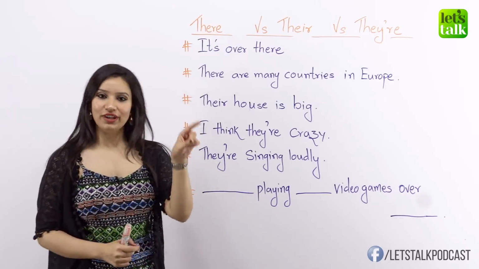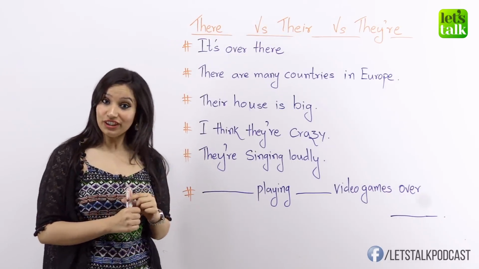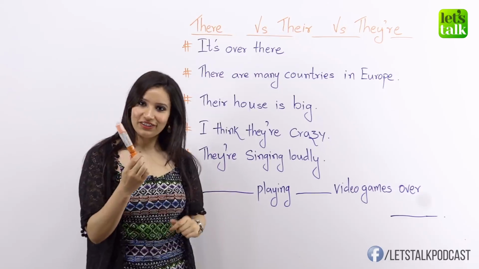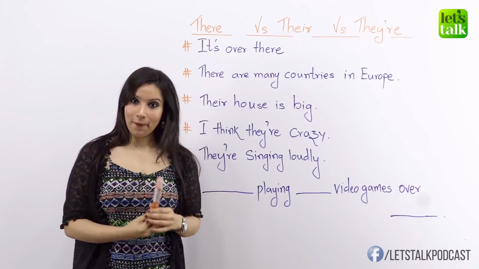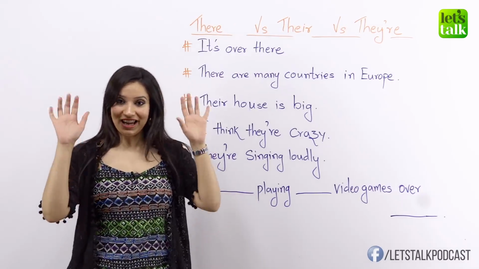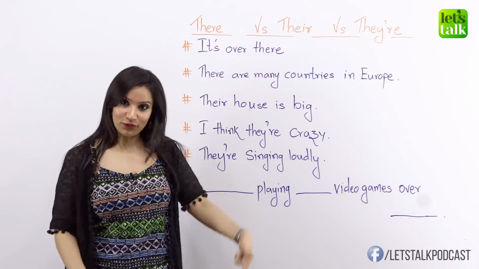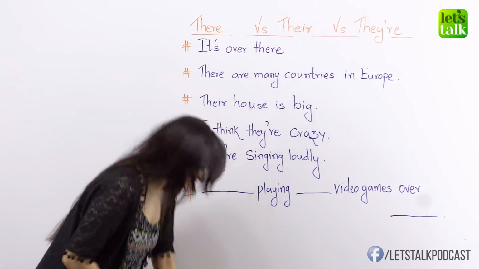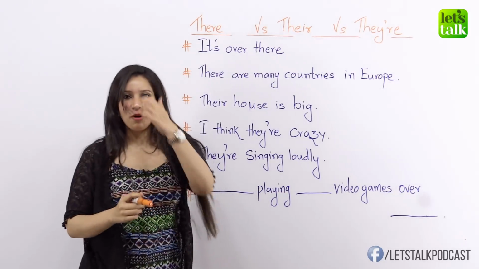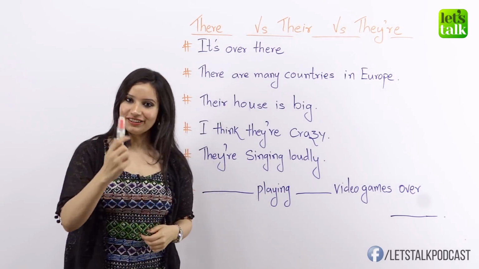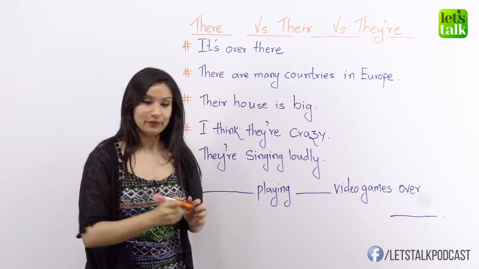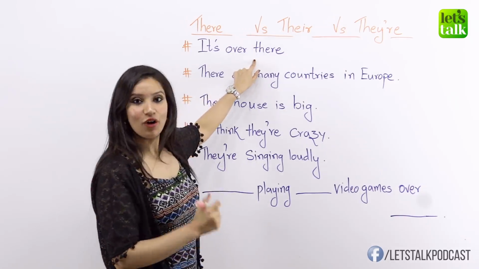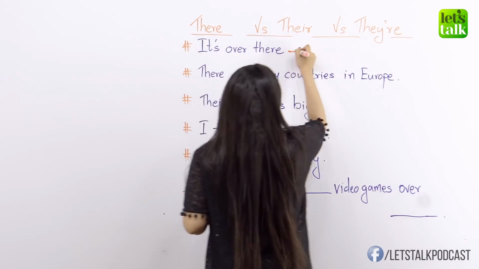It's over there, or it's over here. Where is the marker? The marker is over here. But if I don't have it in my hands, then the marker is over there. That means it's far away. So there is an opposite of here. Right now the marker is over here. And there is an opposite of here.